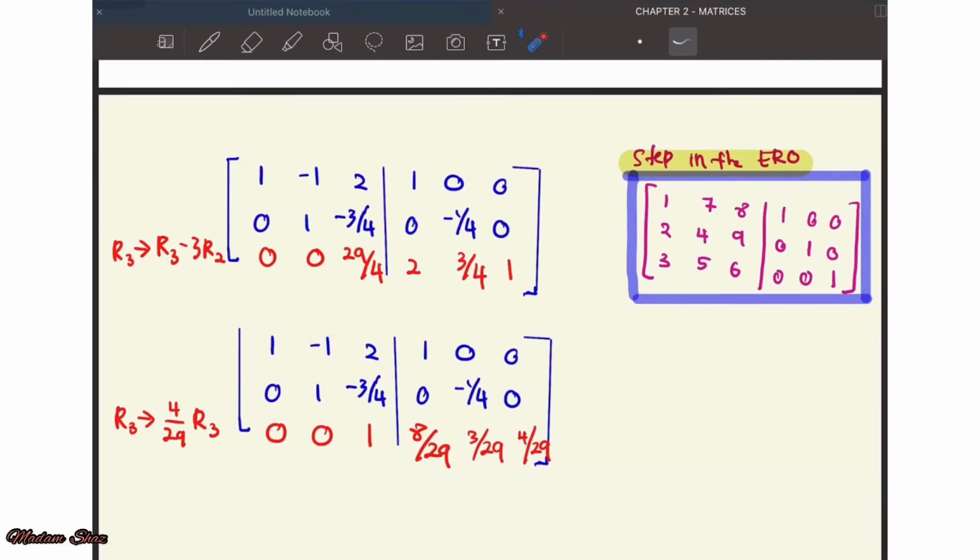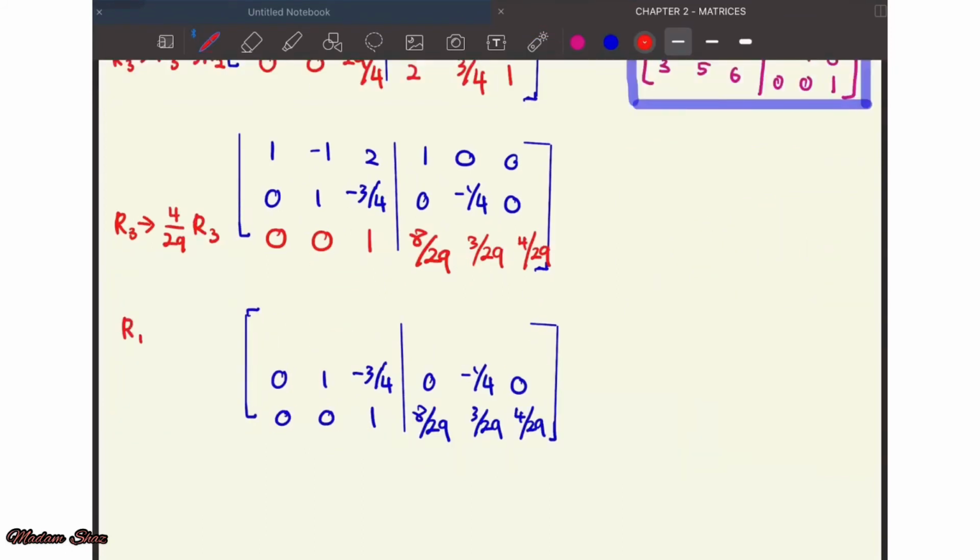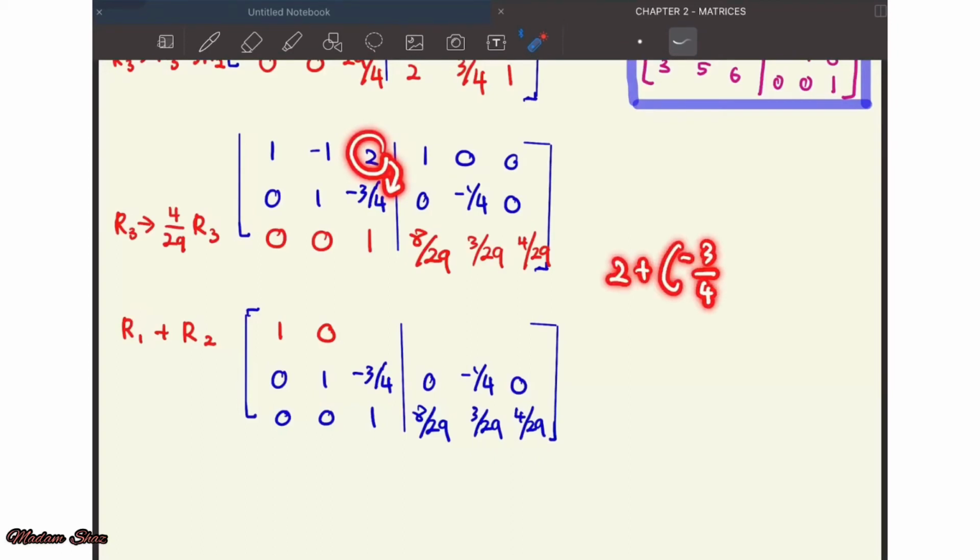So row 1 should be added with row 2. 1 plus 0 will become 1. Negative 1 plus 1 will become 0. 2 plus negative 3 over 4 will become 5 over 4.